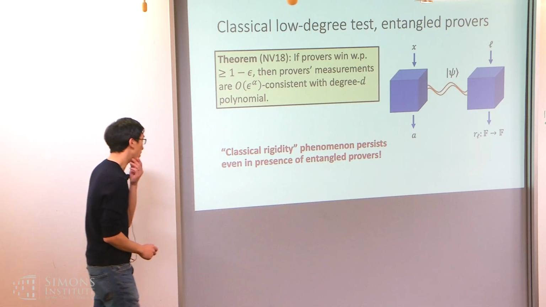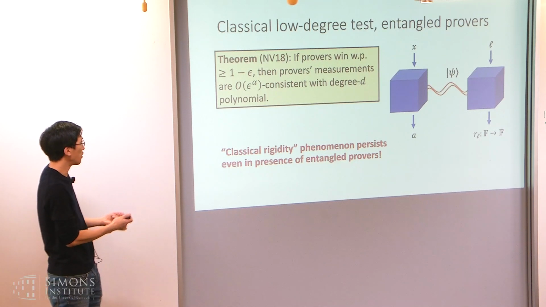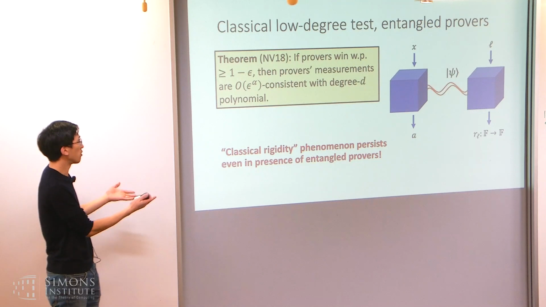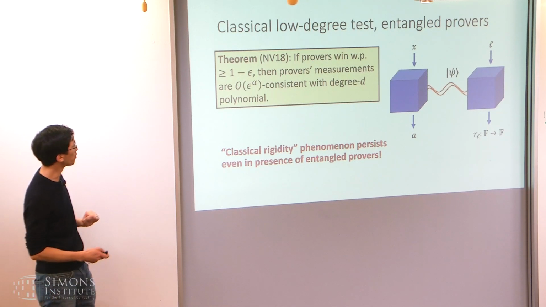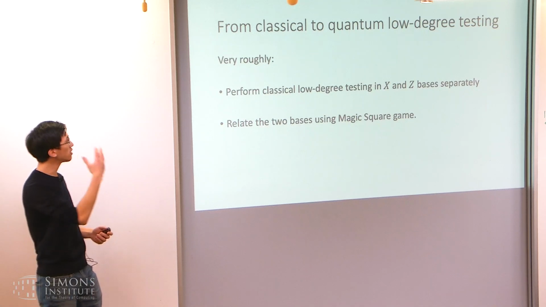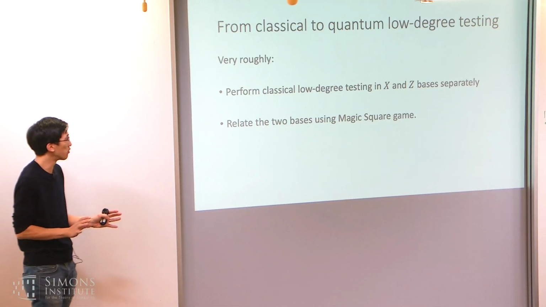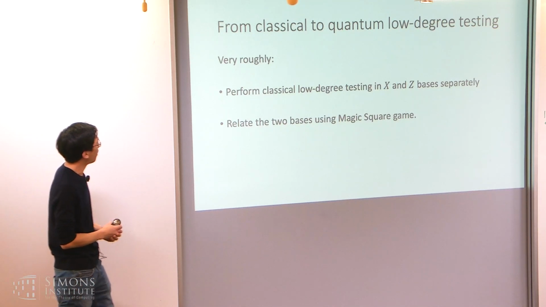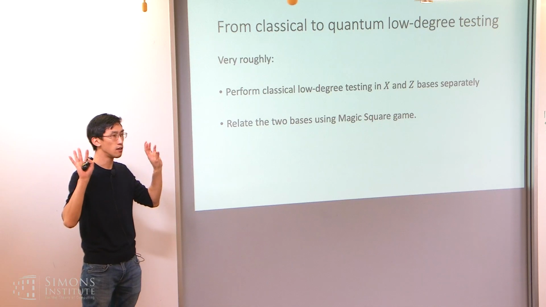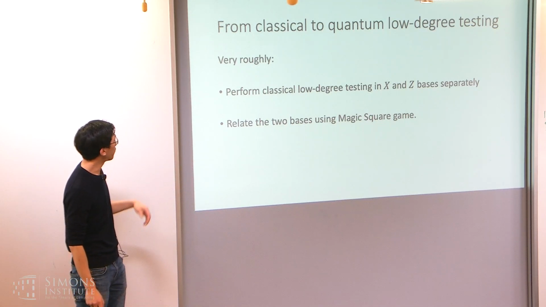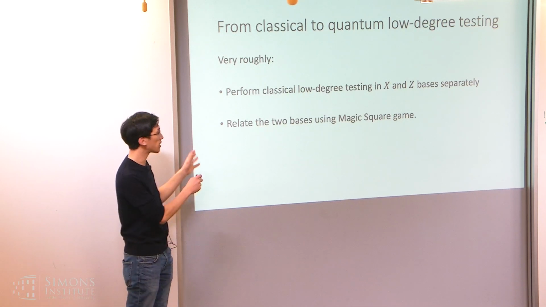So I think this is really a remarkable thing: even classically you can establish substructure, and even when the provers are quantum, you can still say something like that. Okay, so this is the classical low degree test. And now how do you go from this classical to the quantum low degree test? Well, I'll just give you a very impressionistic picture. Here we want to certify not a low degree polynomial, but the fact that these two boxes share many EPR pairs. So very roughly, the verifier will perform the classical low degree test in two different, complementary bases, the x and z bases.